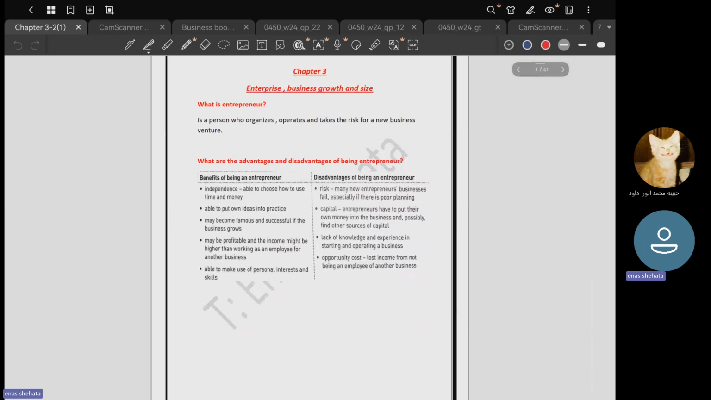So if you want to be an entrepreneur or a businessman or a businesswoman, what are the characteristics that you must have? Before that, what's the advantage of being an entrepreneur?